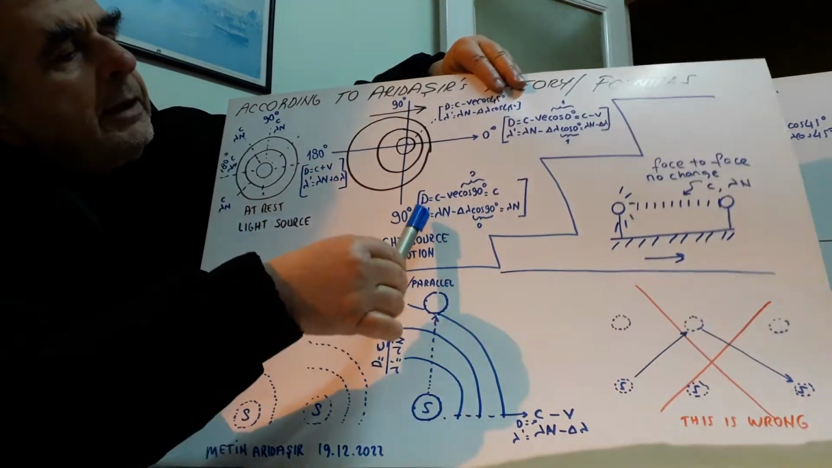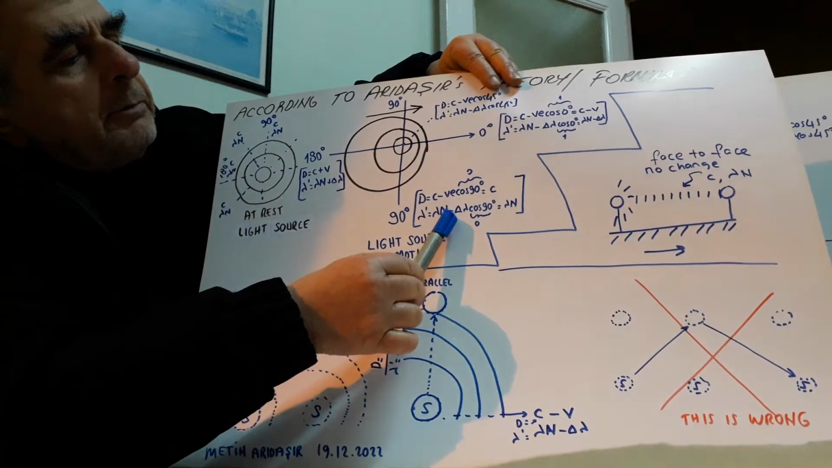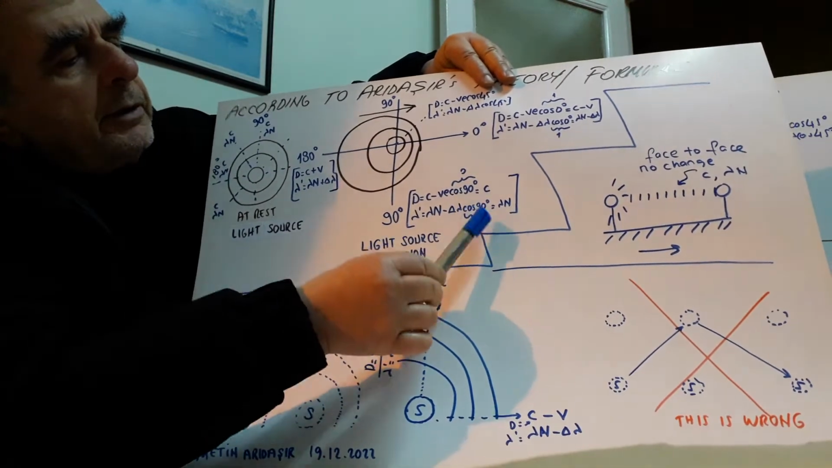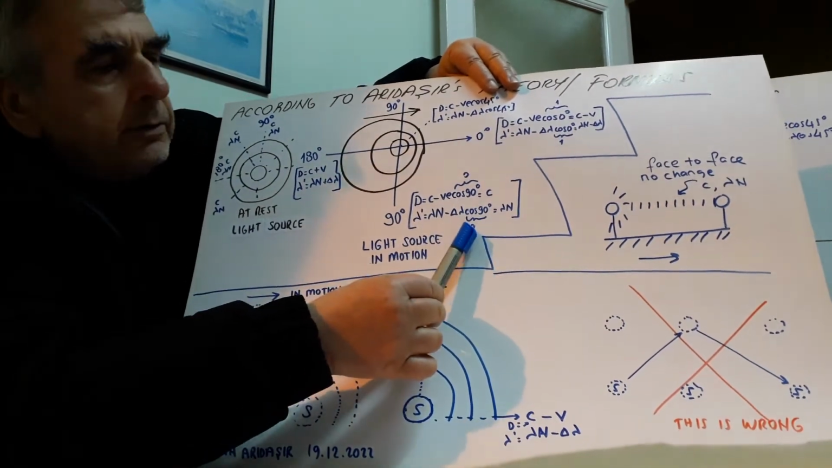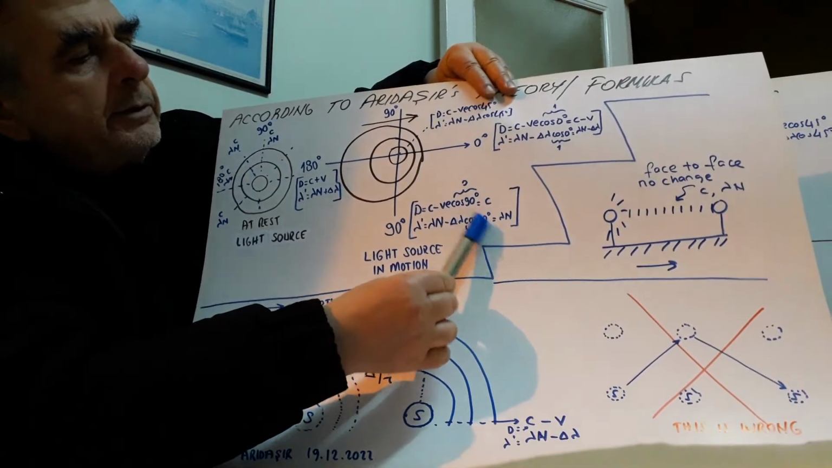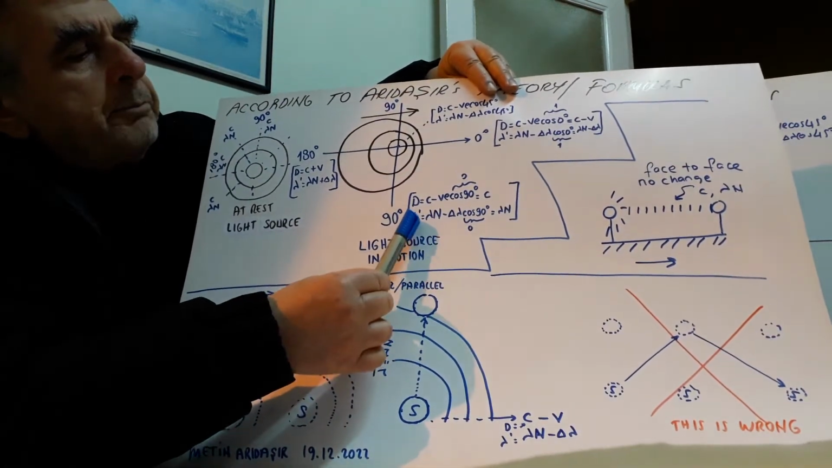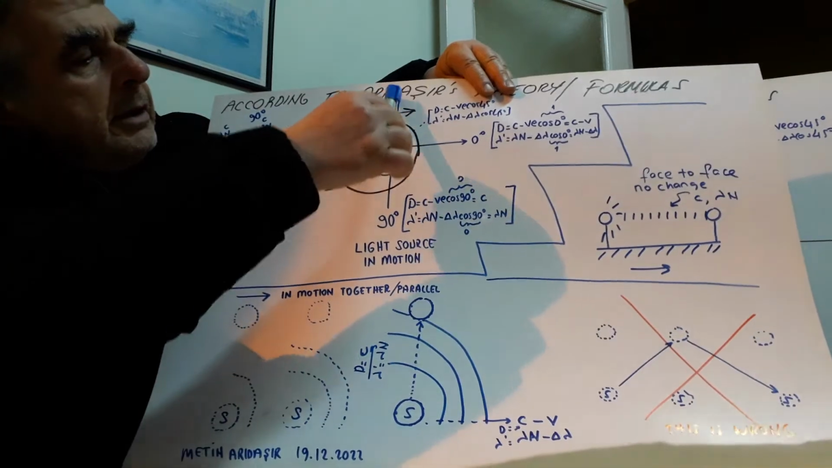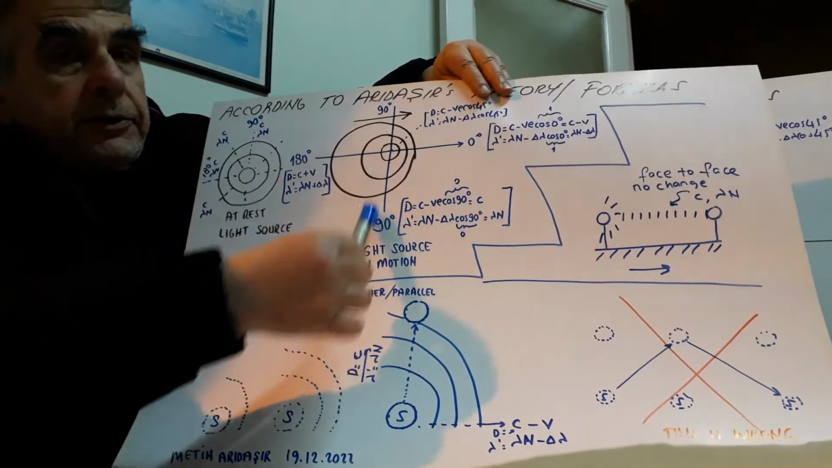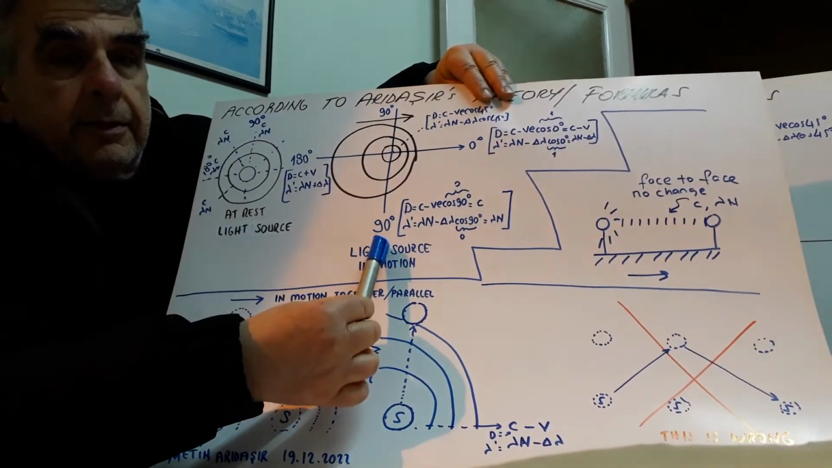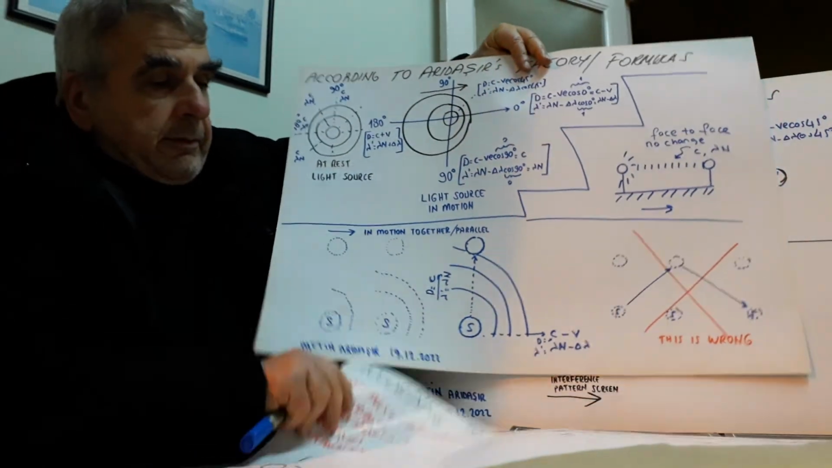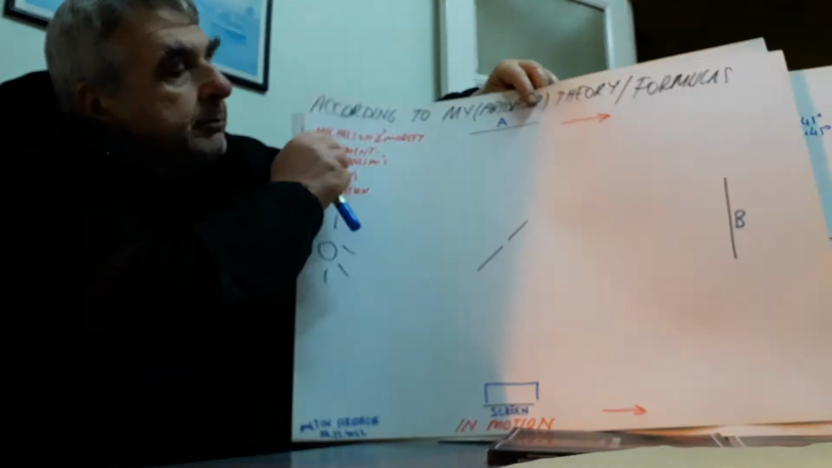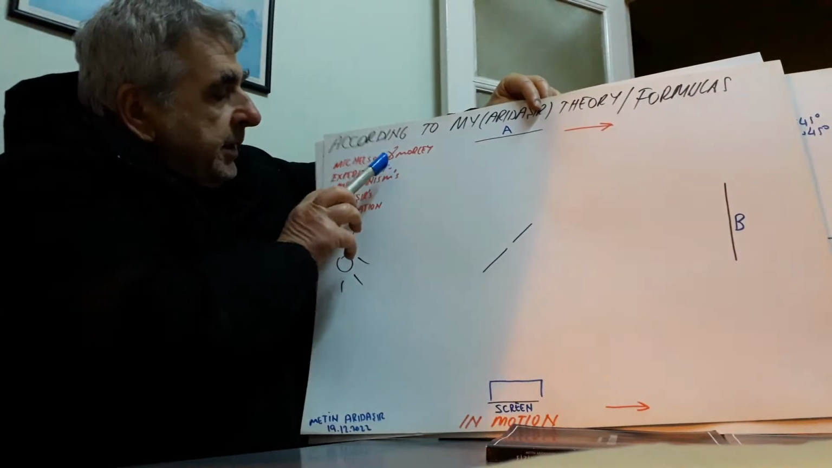Because of lambda normal minus delta lambda cosine 90 degree, cosine 90 degree is equal to 0, then here 0, then lambda prime is equal to lambda normal. 90 degree directions, for the Michelson-Morley experiment, it's so important because of 90 degree, 0 degree, okay?